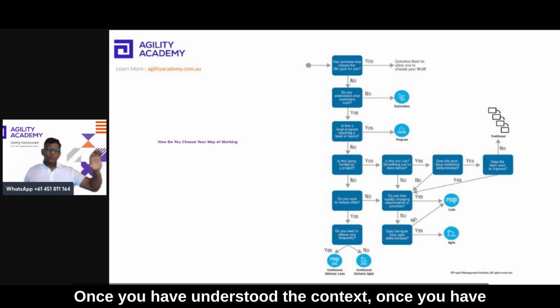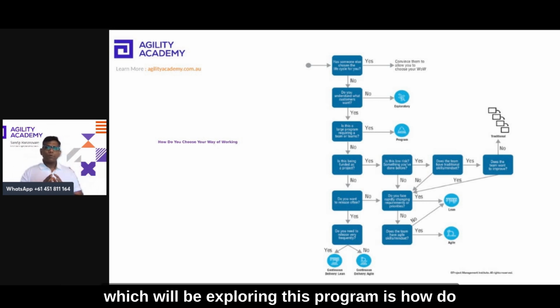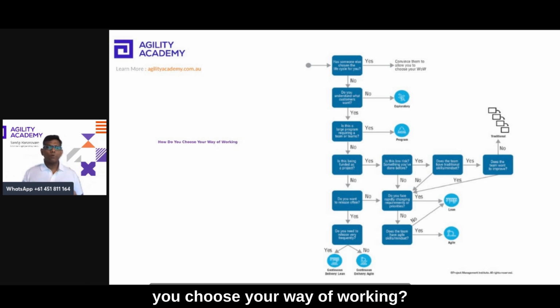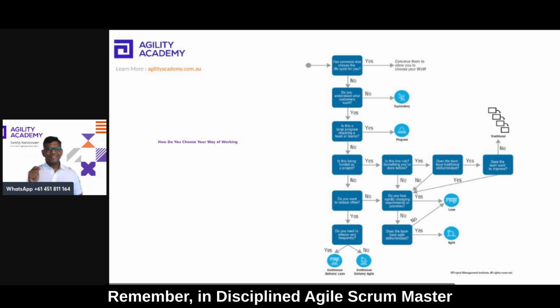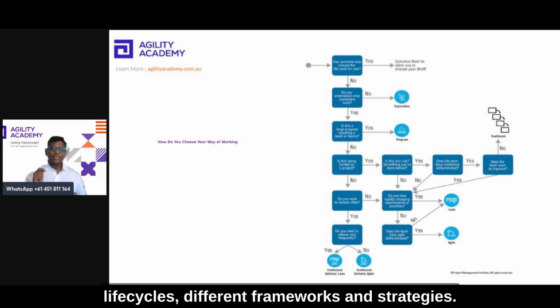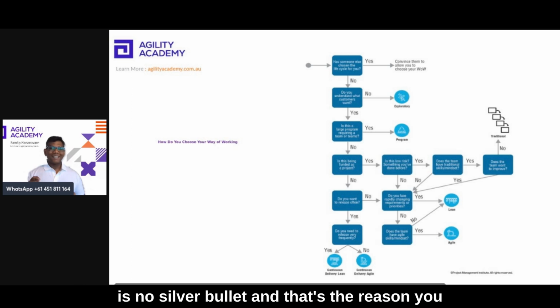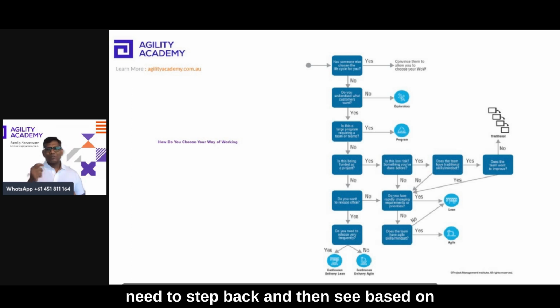Once you have understood the context, once you have learned 6 different delivery life cycles in detail, the next area which will be explored in this program is how do you choose your way of working? How do you support your team to choose their way of working? Remember, in the Disciplined Agile Scrum Master course, you'll be exploring different delivery life cycles, different frameworks and strategies. So there is no one size fits all. There's no silver bullet.